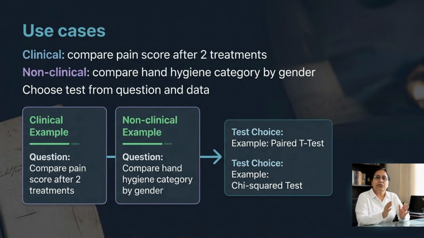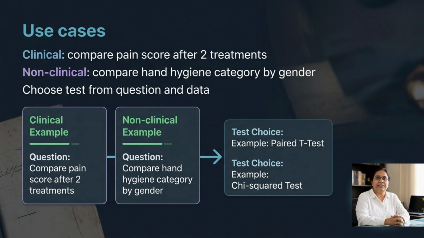Let us connect this to 2 simple examples. In a clinical study, you may want to compare the pain score after 2 different treatments. That may lead you toward a test for comparing means. In a non-clinical study, you may want to compare hand hygiene categories between male and female students. That may lead you toward a test for categorical association.